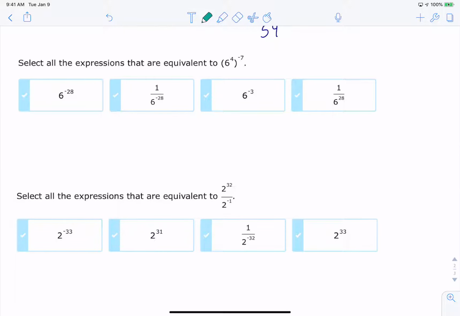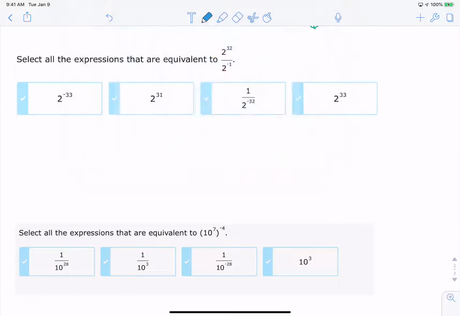Here, we have a power to power, so we want to multiply, so we have 6 to the negative 28. If we want to write that as a positive, it would be 1 over 6 to the positive 28. Okay, so we see that option, 6 to the negative 28. And then we also see it here written as a positive exponent in the denominator. So those would be our 2 answer choices.